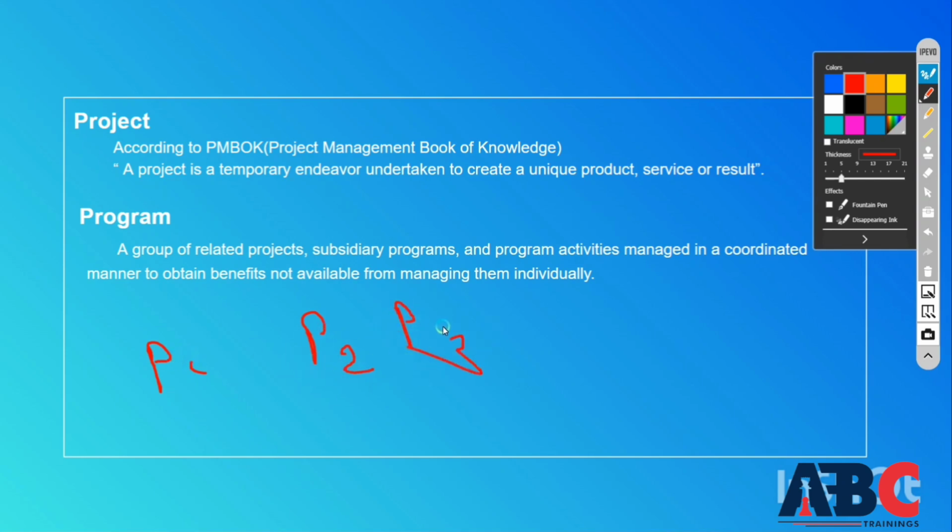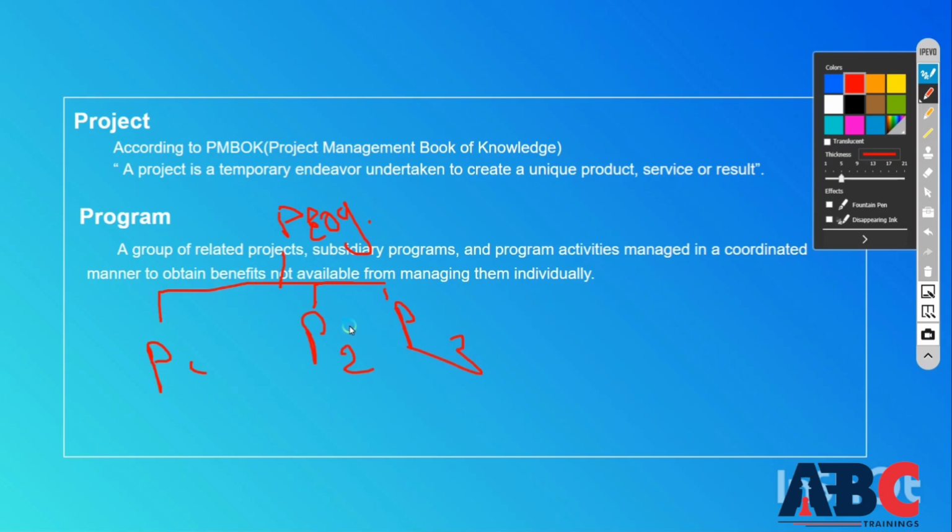If it is a project, then these three are P1, P2 and P3. What is divided between these three together is called a program. Okay, together what do we call a program? That is a group of multiple projects.